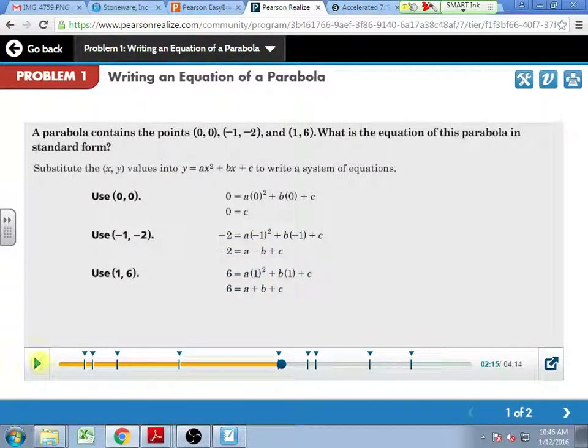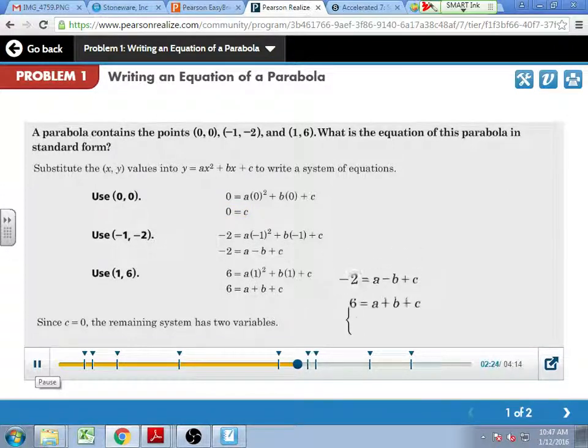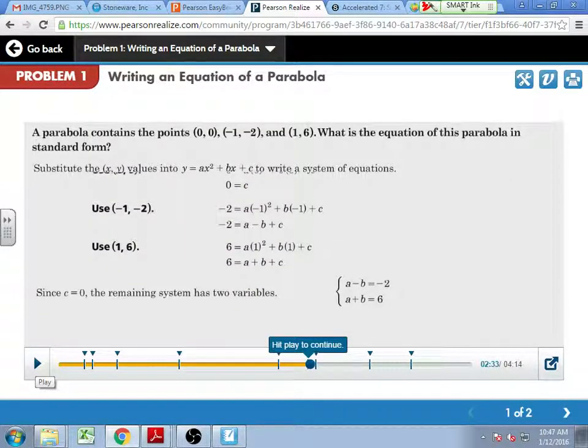So, I now want to combine those bottom two equations, since the remaining equations involve two variables. Now, because I know that c equals 0, I can, in both of these equations, replace c with 0. So what I really have is a minus b equals -2, and a plus b equals 6. So these are really the equations that we're going to use as we move on. Because my c was 0, all I did was really get rid of the c.